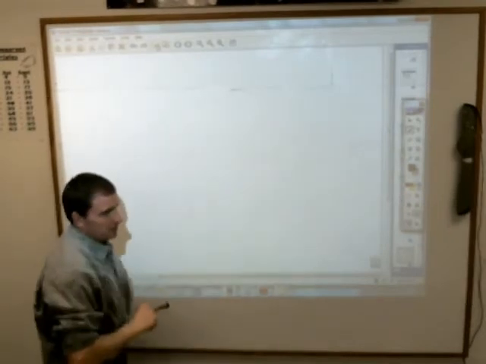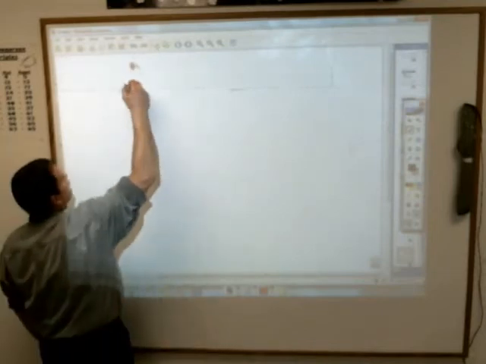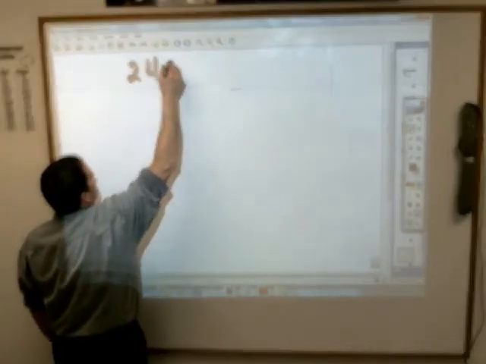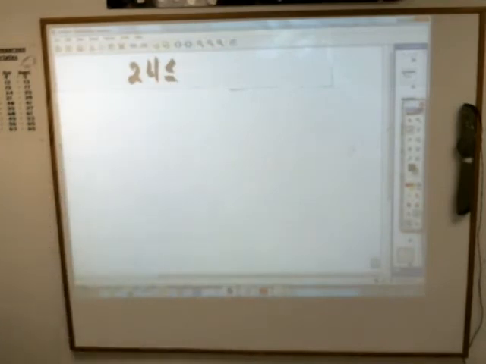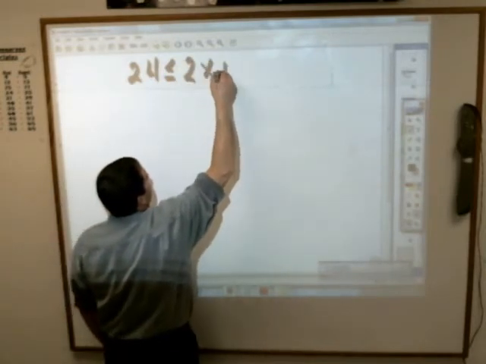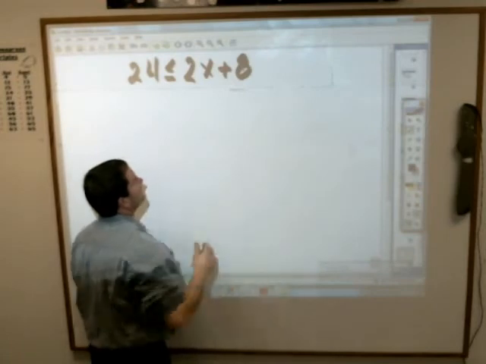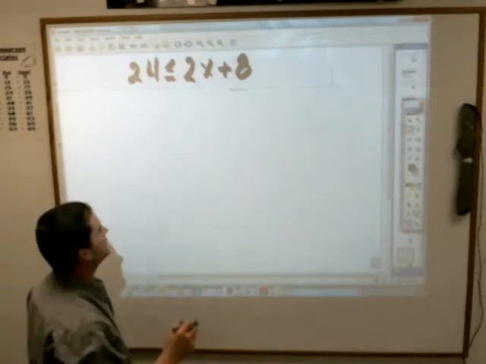Now the and ones get a little more complicated. Take a look at this one. 24 is less than or equal to 2x plus 8, which is less than 36.